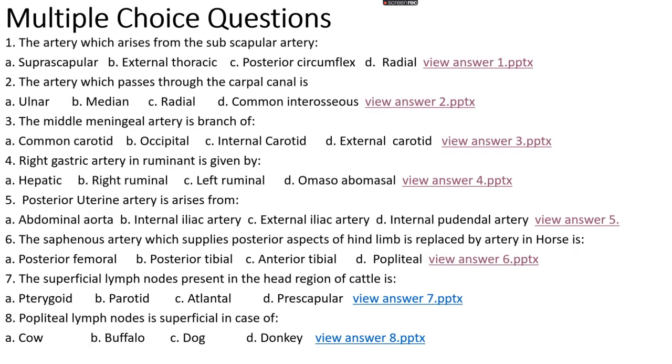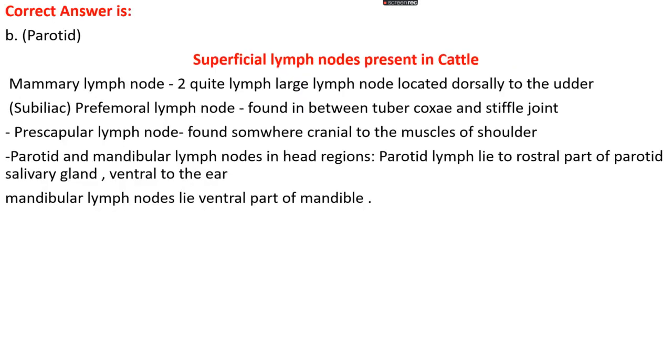Question number 7. The superficial lymph node present in the head region of cattle is option A, pterygoid, option B, parotid, option C, atlantal, option D, prescapular. The right answer is option B, that is the parotid. Superficial lymph nodes are those lymph nodes which can be easily palpated externally with the help of the hand.